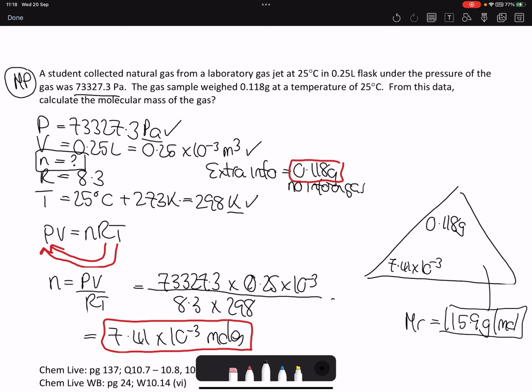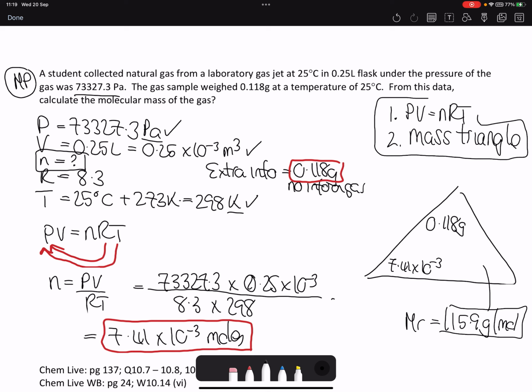Final answer. So for our mandatory practical ones, we have 2 steps that we need to do. We need to use PV = nRT, and in our second step, we need to use our mass triangle. Okay, and as I say, we will do the practical application of this, and we see where we go.